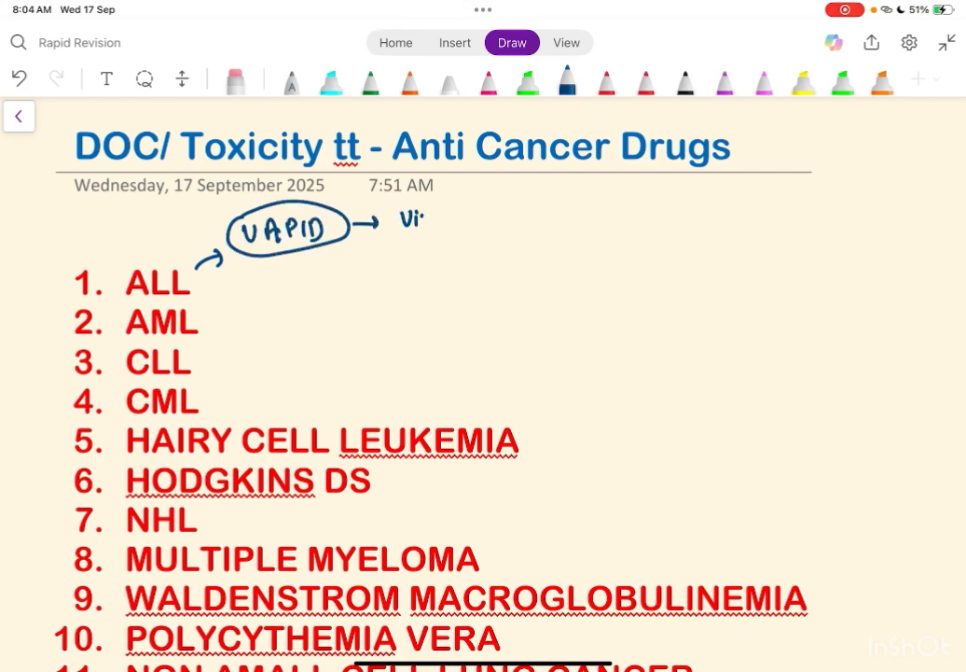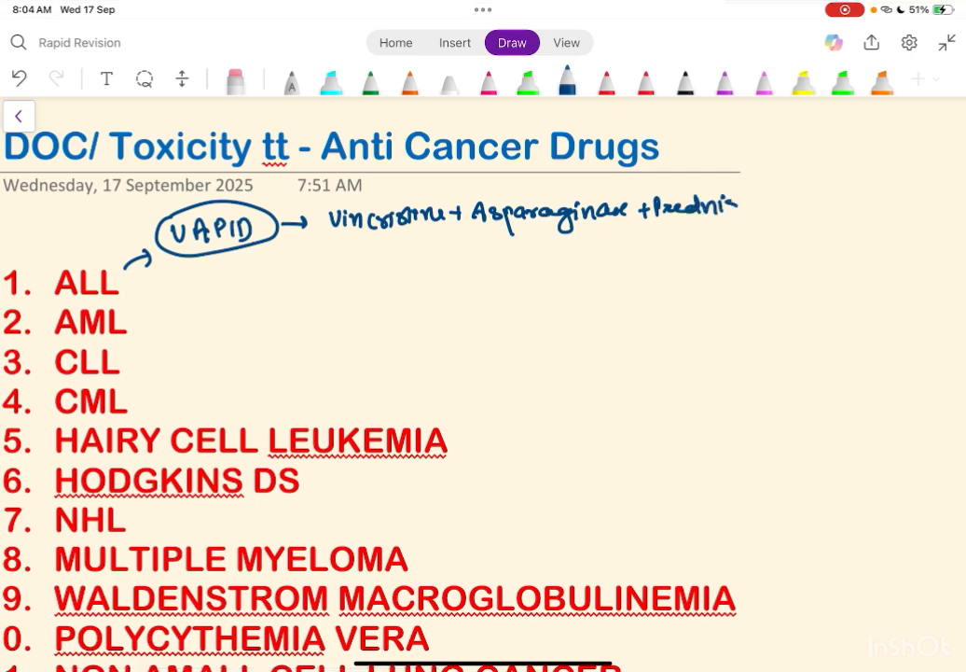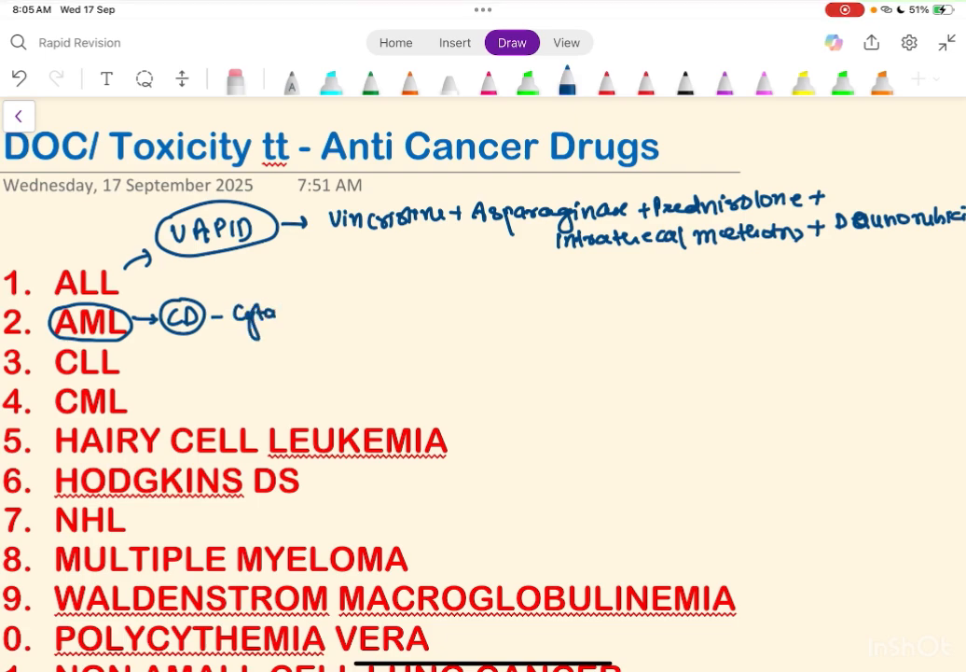So this is vincristine, then A, asparaginase, then P is prednisolone, I is intrathecal methotrexate, and by D you have daunorubicin. Okay, then AML. Now in AML you have to remember two things only, CD. So you have cytarabine and by D you have daunorubicin.